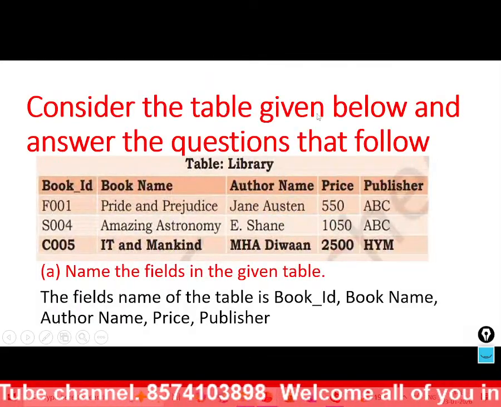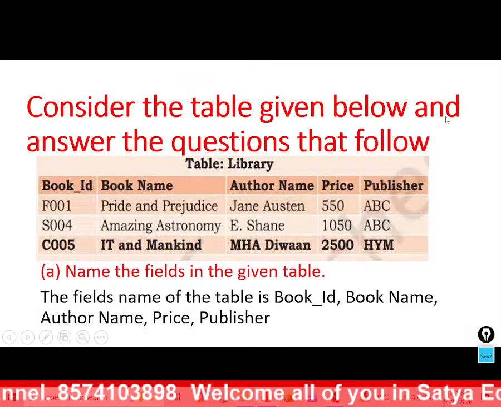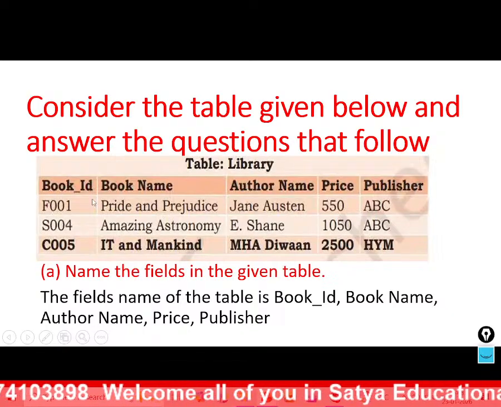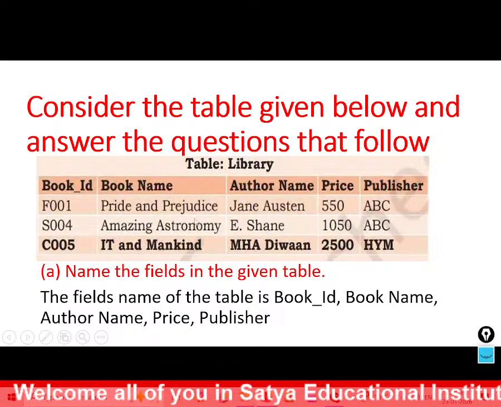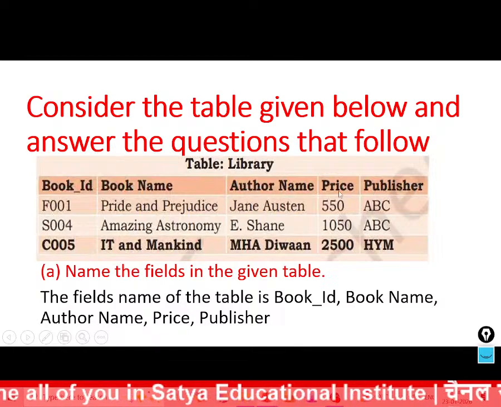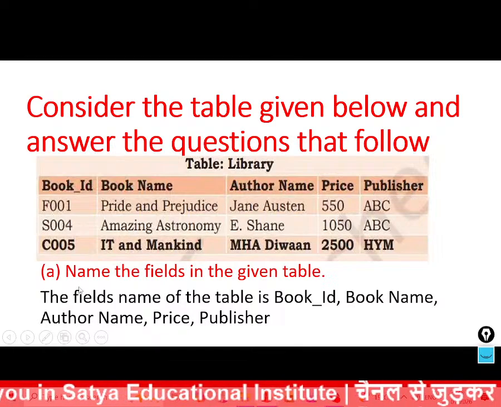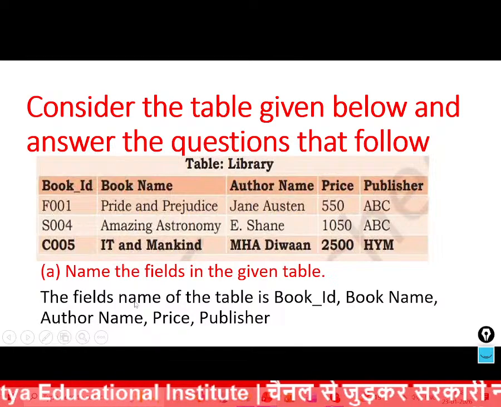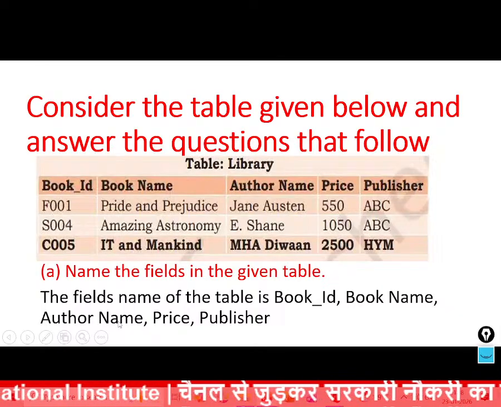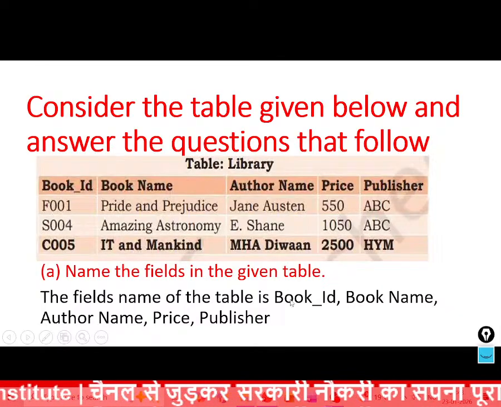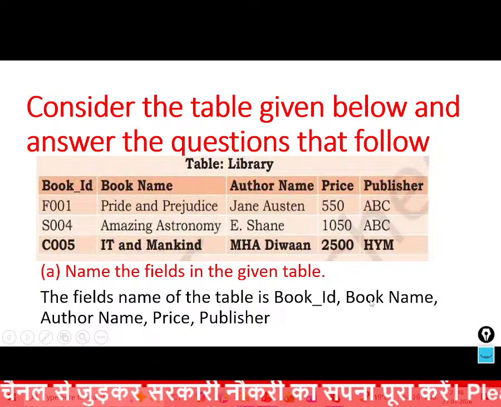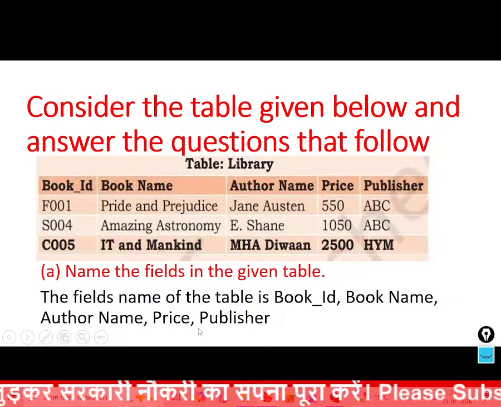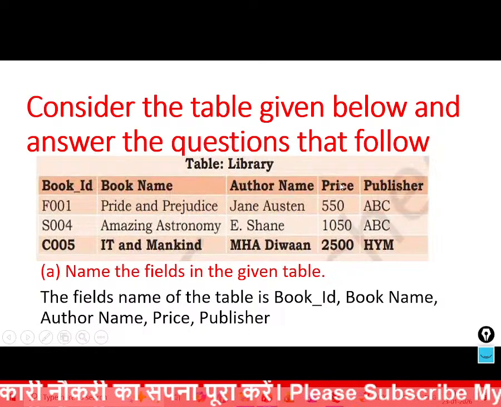That is one question. Consider the following table and answer. This is one table. The table is a library table with book ID, book name, author name, price, and publisher. Question: name the fields in the given table. So the field names of the table are book ID, book name, author name, price and publisher. These are the fields.